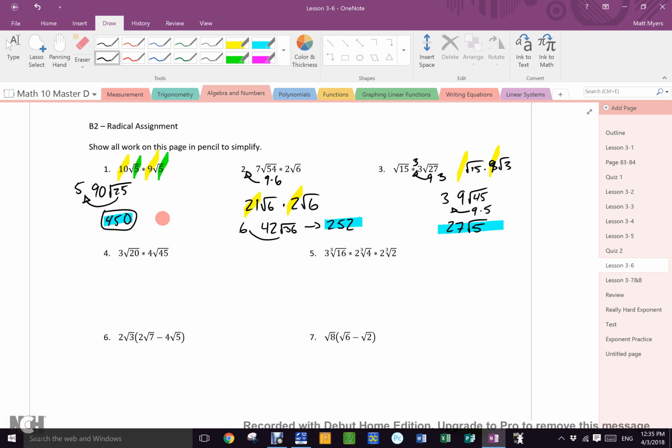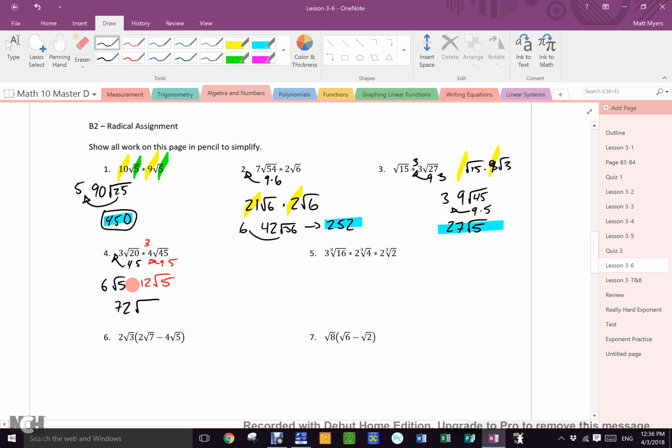All right. What should we do here? Simplify. Which one? You can do both of them. What would you do with 20? 4 and 5. What happens to that 4? Comes out. So I get 6 root 5, yes? Right? Okay. What are you going to do with 45? 9 and 5. What comes out? 3. 3 times 4 is what? 12 root 5.